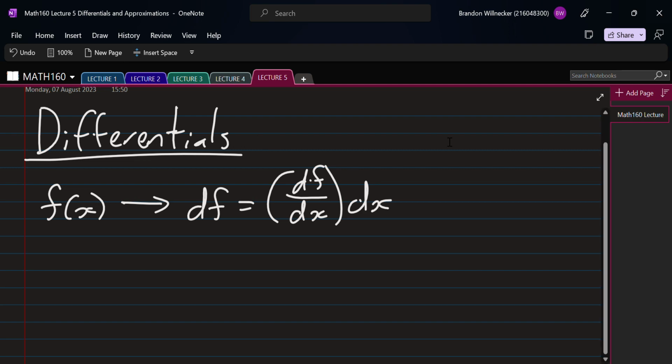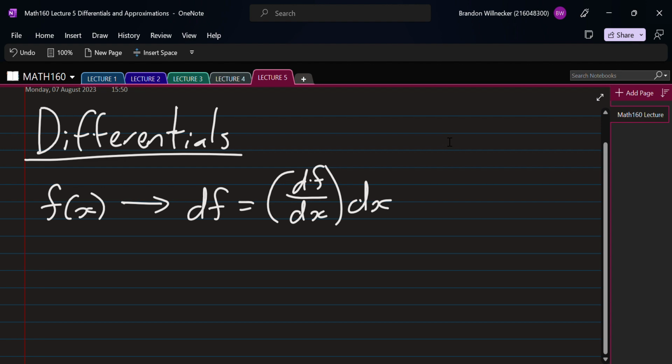Hi there. So in today's lecture, we're going to be going over differentials. We did cover this in the previous lecture, but there's just a few more things that we need to go through. So first of all, what is a differential? A differential, df, or the differential of the function f, is equal to df by dx times dx.